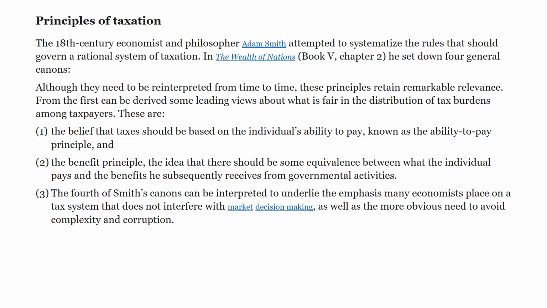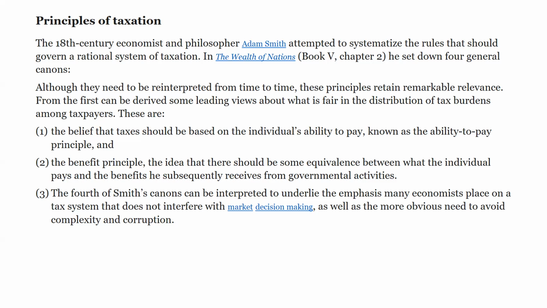the tax system should not interfere with market decision making, as well as the more obvious need to avoid complexity and corruption. So the taxation system should not lead to corruption. Sometimes what will happen, because of over taxation, people will avoid taxation, and people will not show the real income to the government. So that is the problem that will happen.